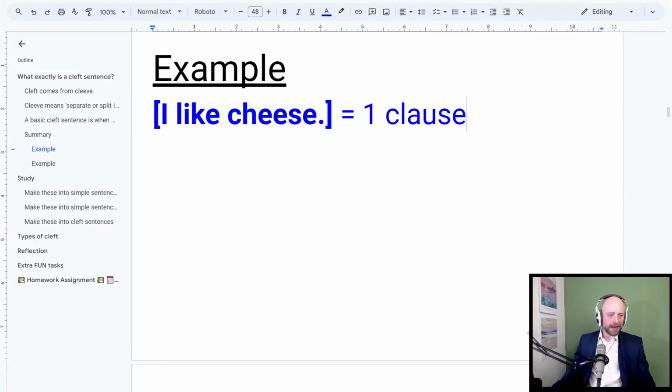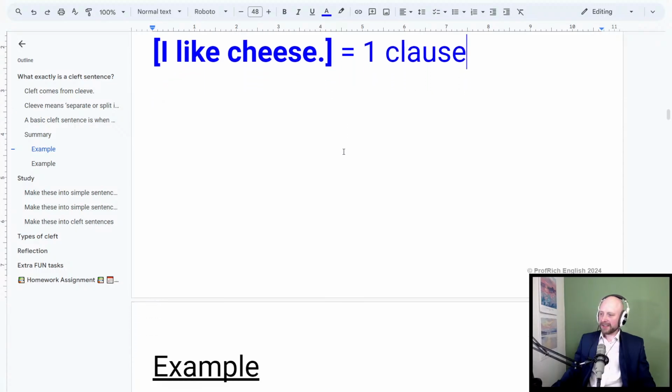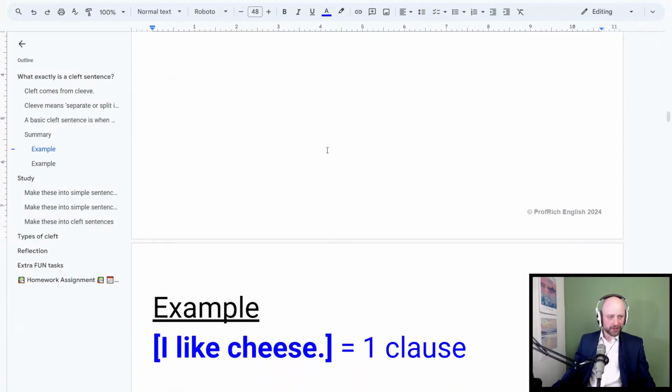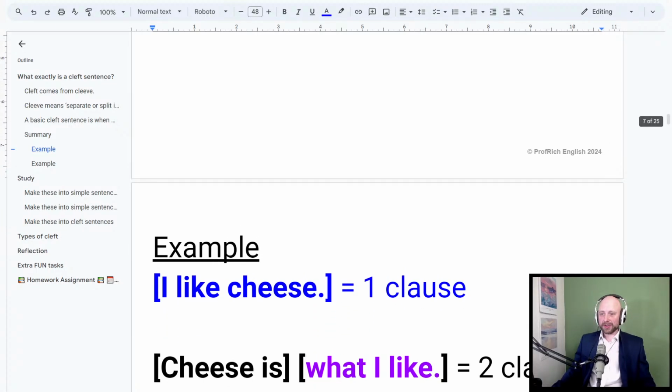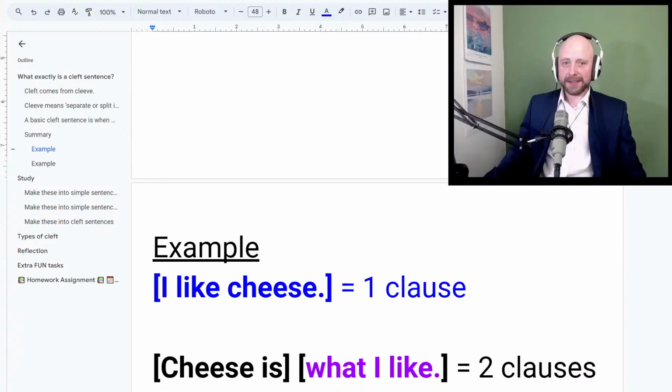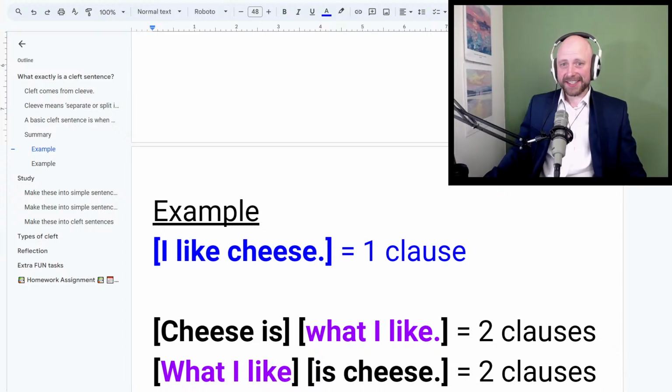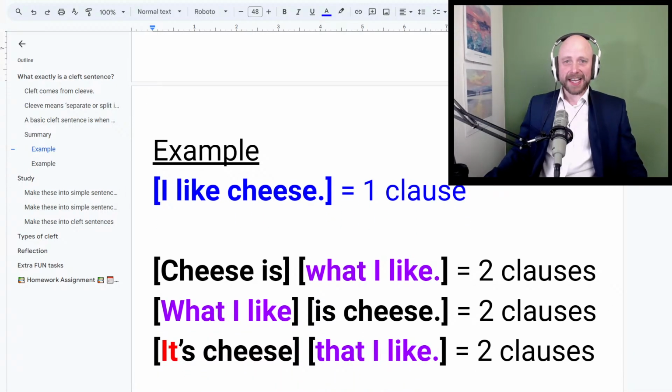So let's take our example, I like cheese, and let's make it into a cleft sentence. There's a few ways we can do this. We could say, cheese is what I like. Then we have two clauses. We could say, what I like is cheese. Again, that's two clauses, right? Two clauses, two verbs. Or we could say something like, it's cheese that I like. This is also two clauses.